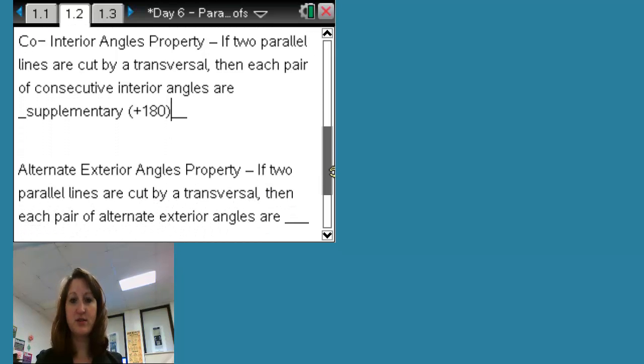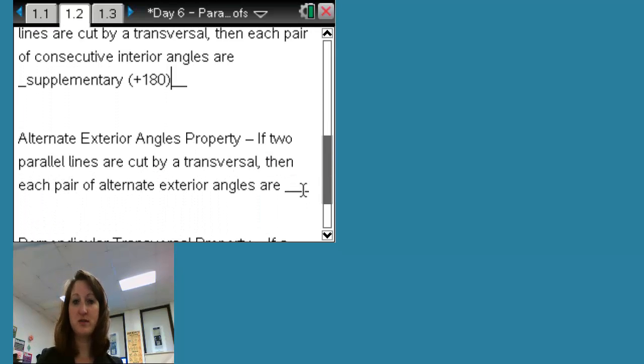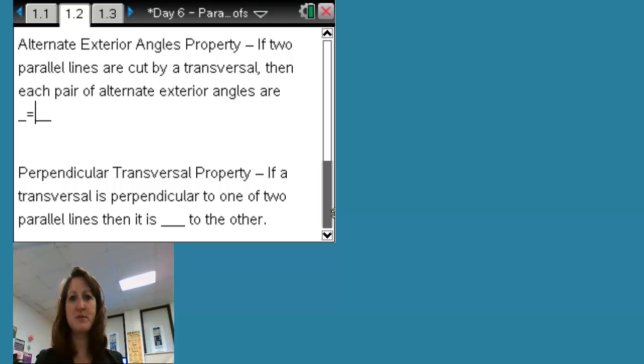Alternate exterior angles. If two parallel lines are cut by a transversal, then the alternate exterior angles are equal or congruent. And the last one is something that is new. We did not look at this in the investigation. This one says, if a transversal is perpendicular to one of two parallel lines, then it's going to be perpendicular to the other.